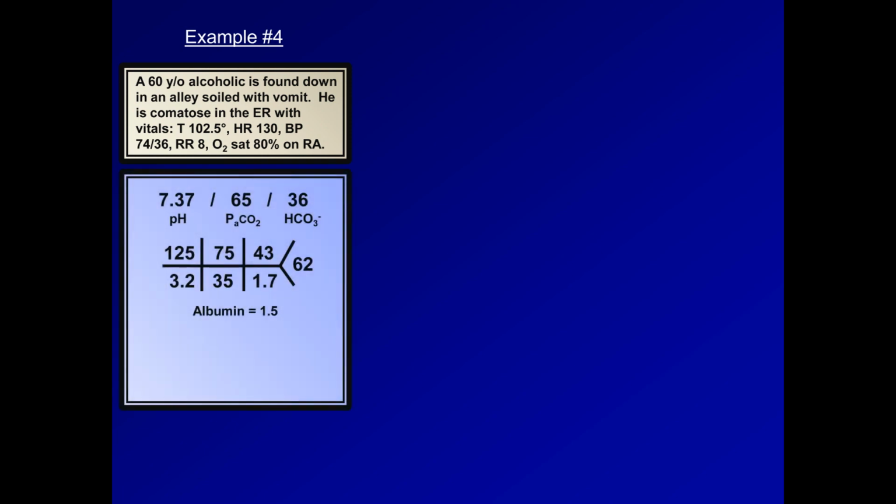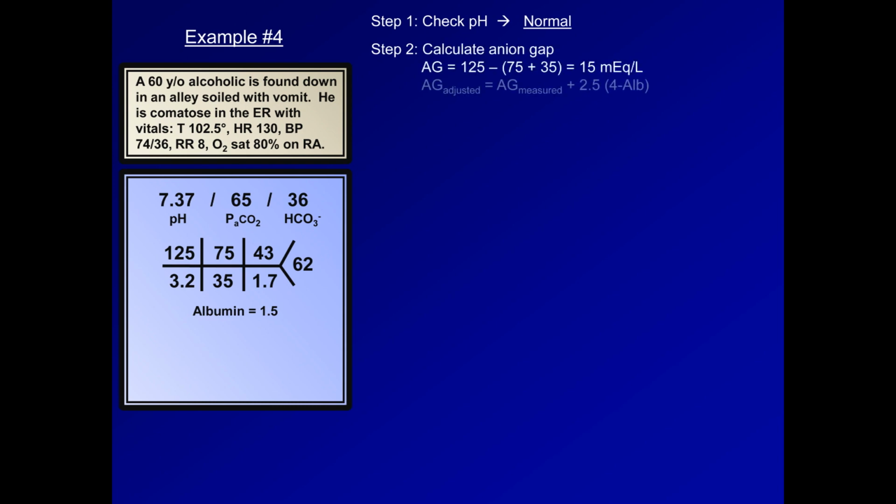Here are his labs. Step 1, his pH is surprisingly normal, though his PCO2 and bicarb clearly are not. So where do we go from here? With a normal pH, step 2 actually jumps ahead to the anion gap. In this case, it's 15 milliequivalents per liter, which adjusts to 21. So the patient probably has, at the very least, an elevated anion gap metabolic acidosis, and given the fact his pH is normal, he must have an alkalosis as well of some kind in order to balance it out.